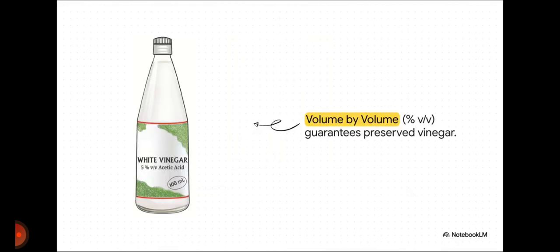Now, what if you're working purely with liquids? Honestly, it's just much easier to measure liquids by volume than by weighing them out, and that brings us to volume by volume percentage. If you wander into your pantry right now and grab a bottle of white vinegar, you'll probably see a label that reads 5% V by V acetic acid. All that really means is for every 100 milliliters of that liquid, exactly 5 milliliters is pure acetic acid, and the rest is just water. It's that precise, exact concentration that makes vinegar the perfect, absolutely safe preservative for your food.